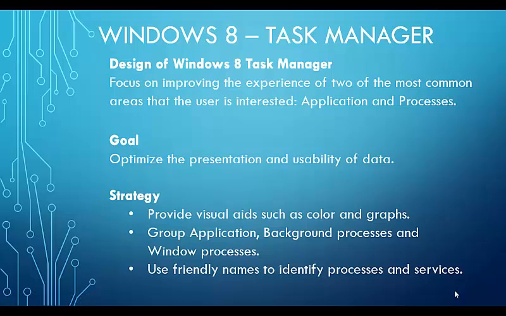In Windows 8, the Microsoft Development Group decided to improve Task Manager. They focused on improving the experience of two of the most common areas that the user was interested in: applications and processes. The goal was to optimize the presentation and usability of the data. The strategy was to provide visual aids such as color and graphs, to group applications, background processes, and window processes, and to use friendly names to identify processes and services. Now, let's take a look and see how they achieved their goal.